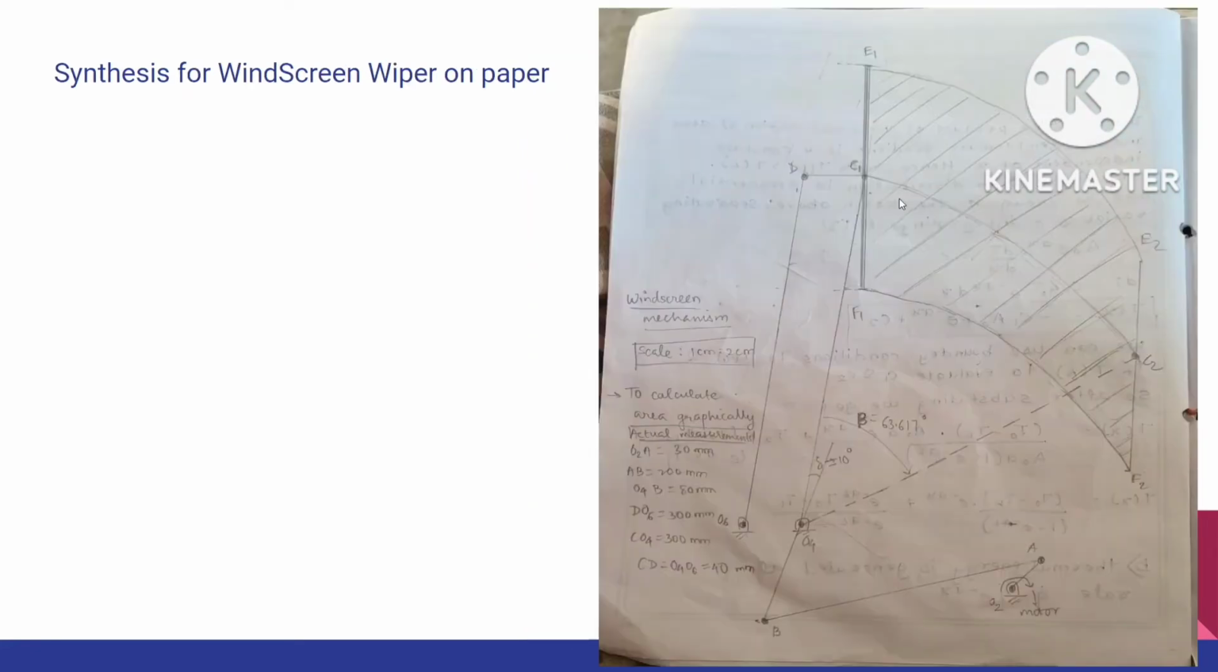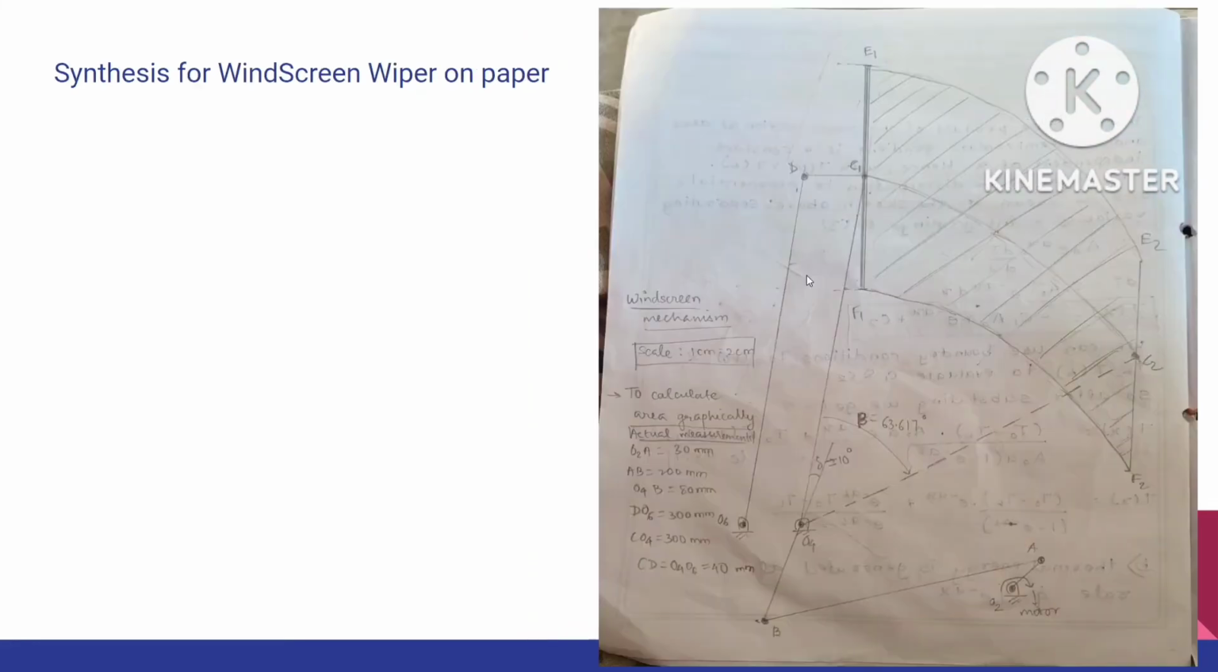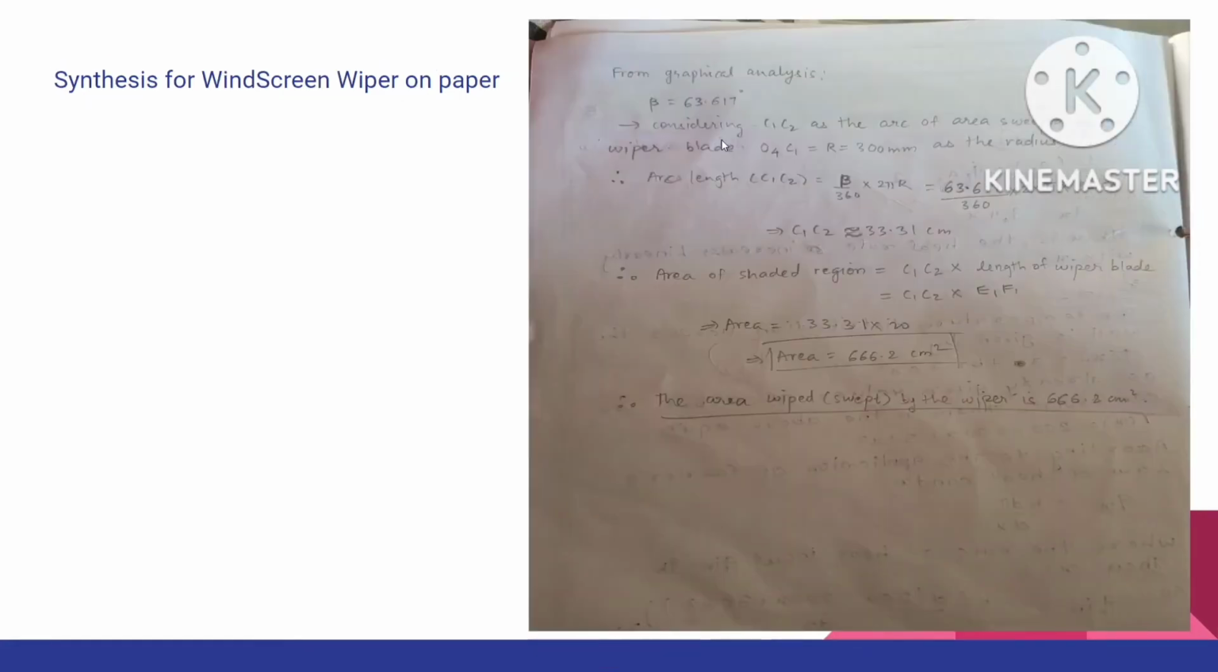Here you can see that taking O4 as the center and O4C1 as the radius, we get the arc C1C2. This arc will help us in calculating the area of the shaded region which is swept by the wiper. From graphical analysis, we get this angle beta as 63.617 degrees. Now I am considering C1C2 as the arc of the area swept by the wiper blade and O4C1 as the radius, which is equal to 300 millimeter.